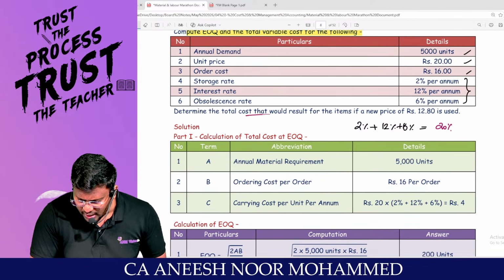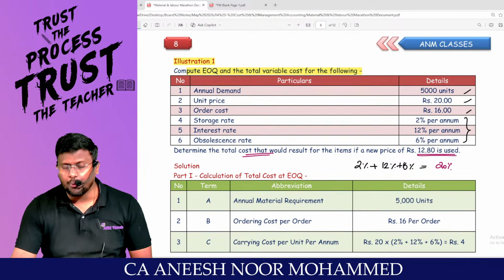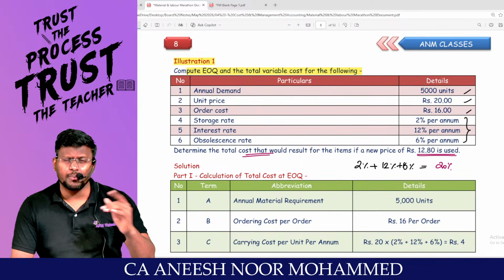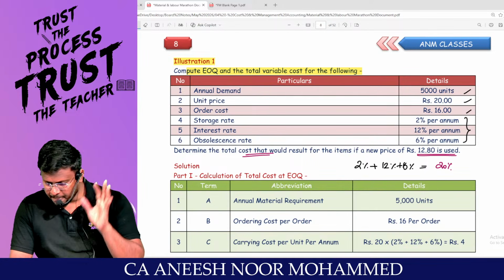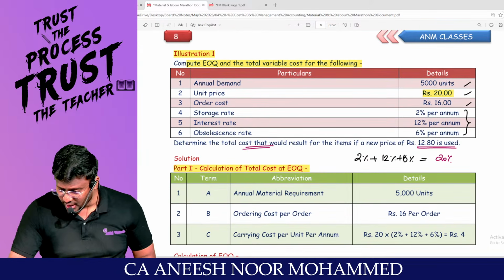Determine the total cost that would result for the items if the new price of 12.8 is used. Just now I have said, if the purchase price changes, automatically the EOQ value will change. Am I right, sir? So my dear lovable students, I am going to calculate part number 1 with 20 rupees as purchase price.